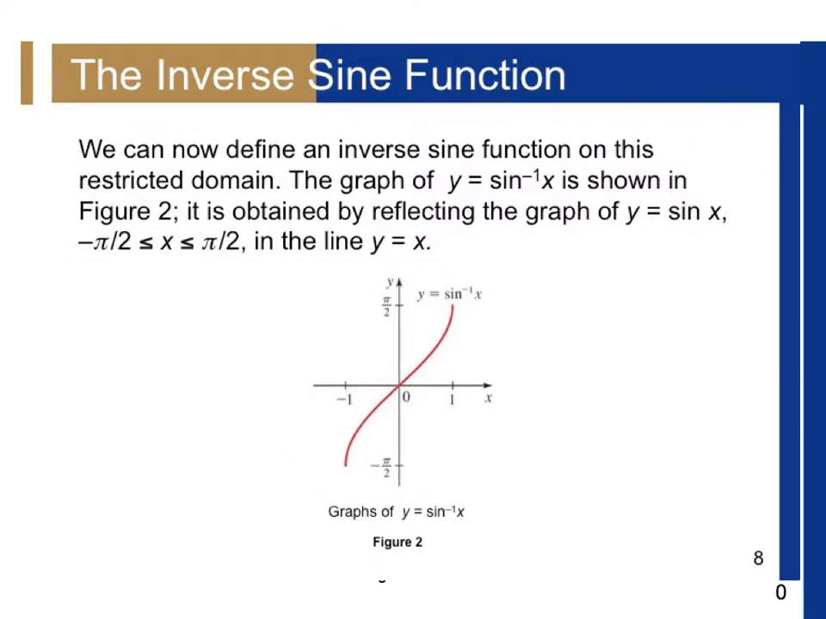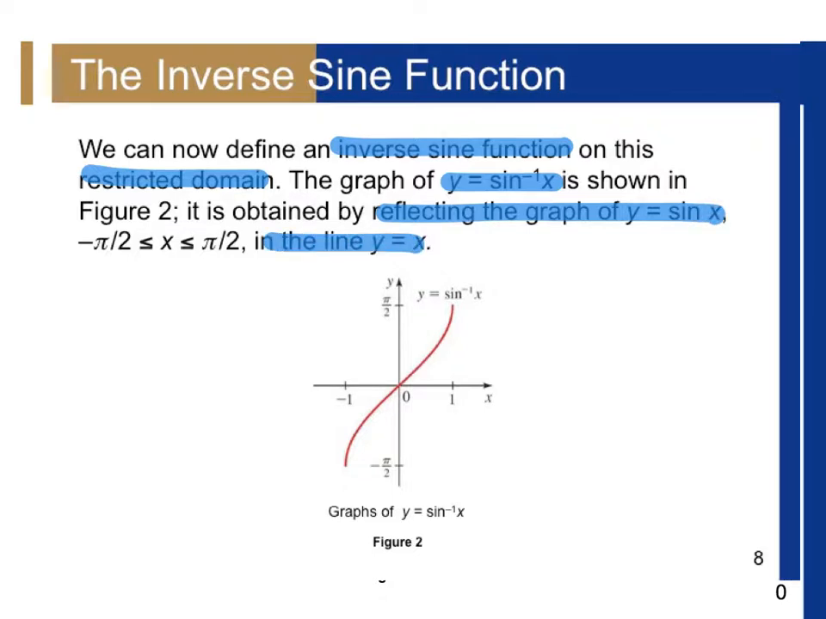We now have the inverse sine function on this restricted domain, and we write that like this: y equals sine negative 1 of x. So that's inverse sine of x. When we graph it, we reflect the graph of y equals sine of x on the line y equals x. We'll look at this in class and you can see it more clearly, but basically we took the restricted sine curve and reflected it across the line y equals x.